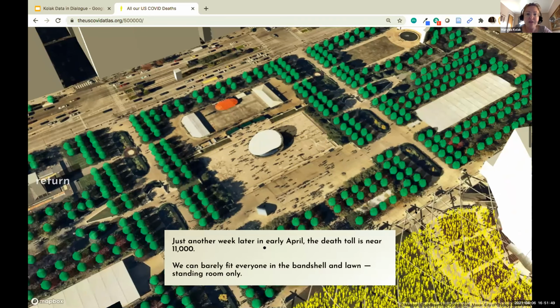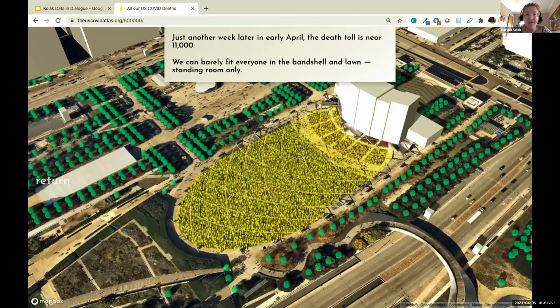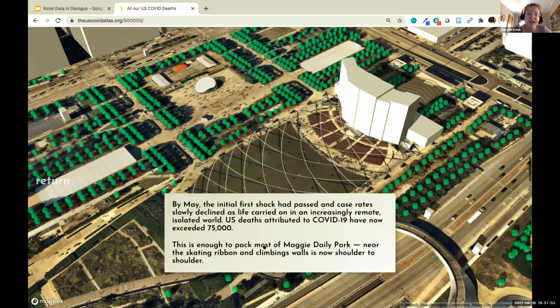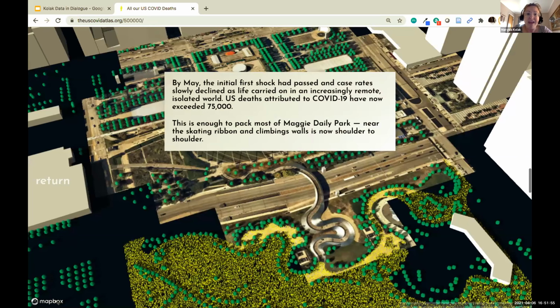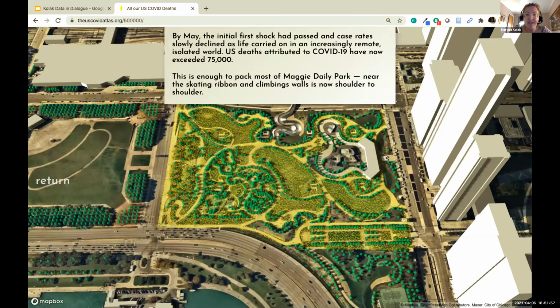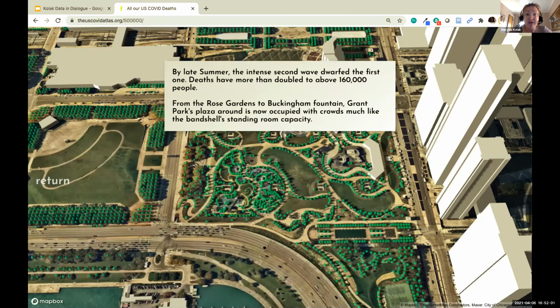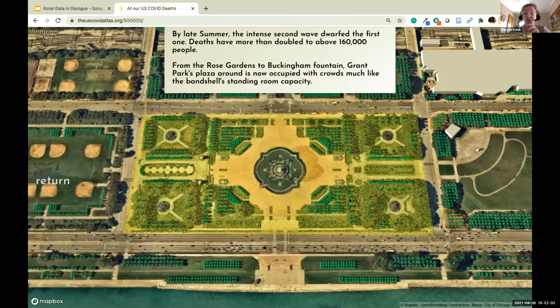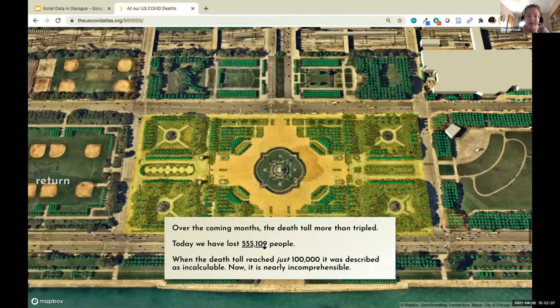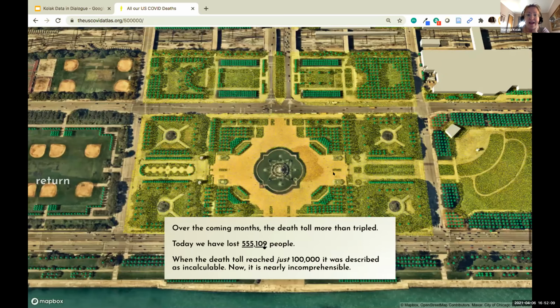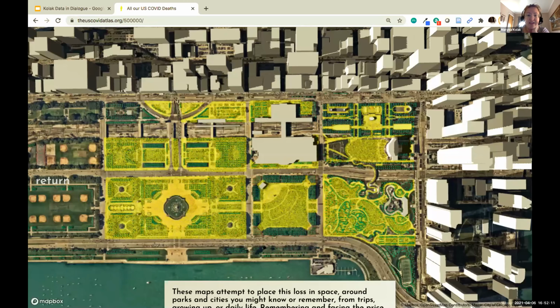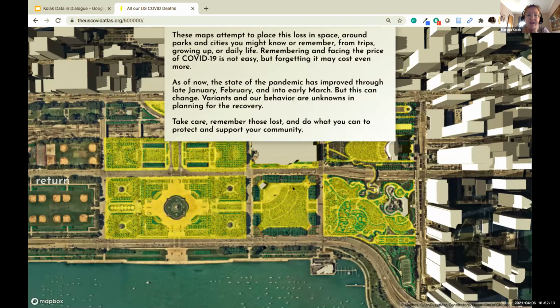So here, as you continue to scroll, you're going to see more people emerge at different time points. So this is in April, where the death toll was near 11,000. Now we're in May, where the death toll has exceeded 75,000. By late summer, you can fill this entire section around Buckingham Fountain, right? And now today, we can see again.